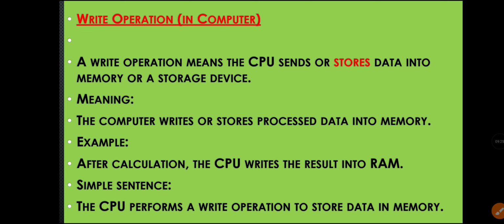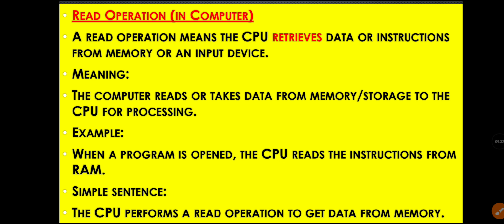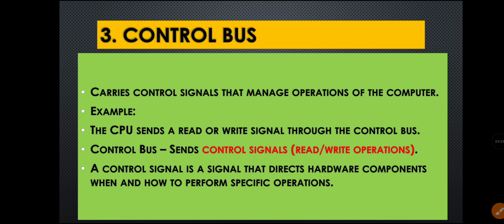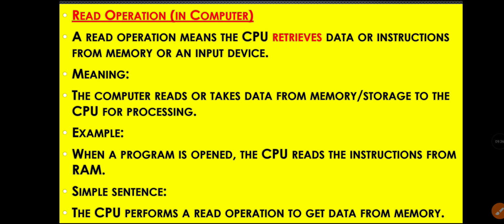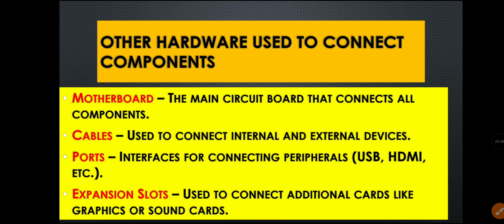So these are the control signals. Which are the control signals? Read operations or write operations. These are the control signals. It is controlled by the control bus. So control signals are read operation and write operation. A read operation is nothing but recovering data or retrieving data. A write operation is nothing but storing data or sending data.